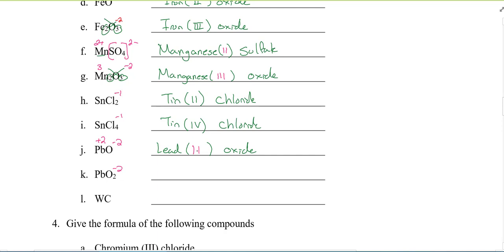For K, we have lead and oxygen. So lead oxide. What lead? Well, there's 2 times -2 is -4. So there's -4 overall here. So that means I have to have a +4.